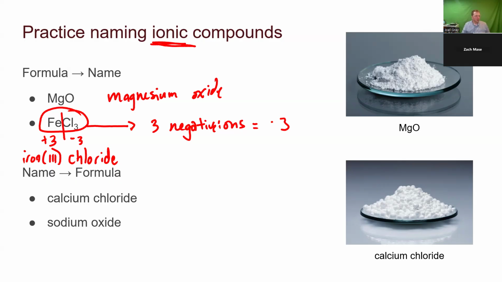Okay. All right. So this is taking formula to name. Now we're going to go name to formula. Calcium oxide, or calcium chloride, I'm sorry. All that we need to do is think about what we know about chloride. That has a -1 charge.